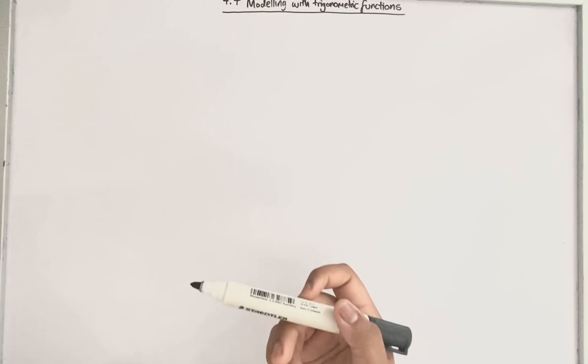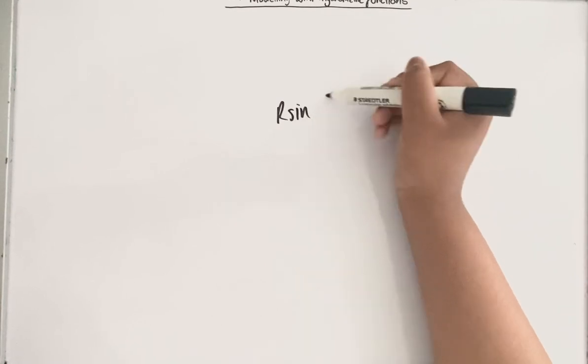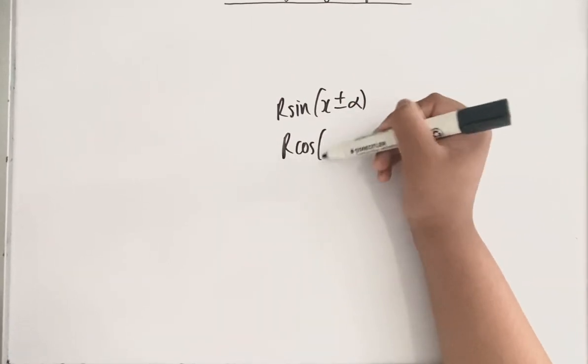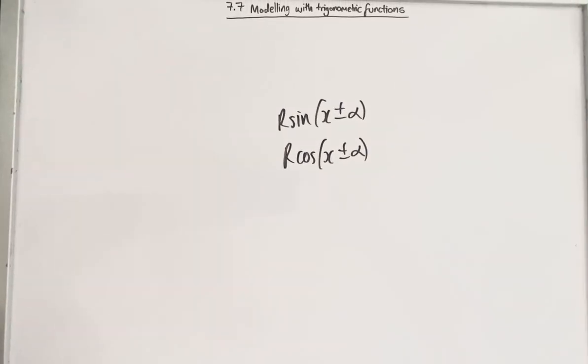Lesson 7. Modeling with trigonometric functions. You can use the trig functions to model real-life situations. In trig modeling questions, you often have to use R sine of (x plus or minus alpha) or R cos of (x plus or minus alpha) in order to find maximum or minimum values.